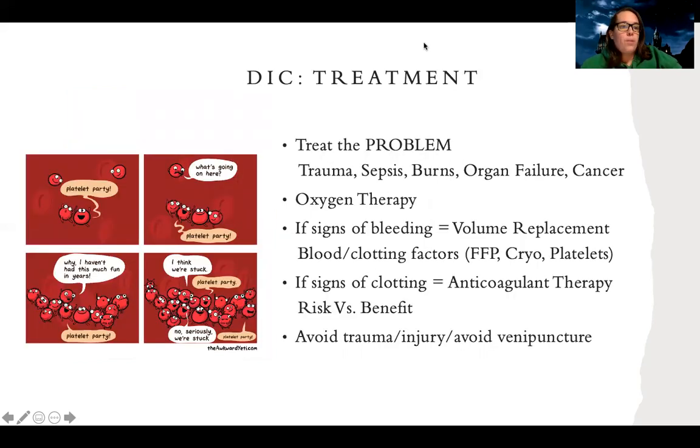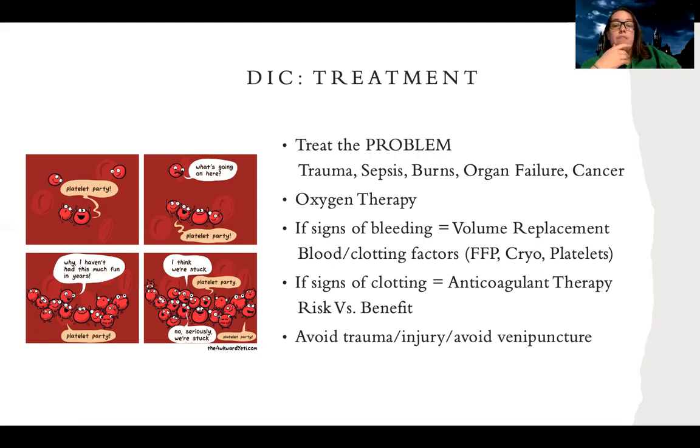Well, we treat the problem again, because with DIC in itself, I can put band-aids on the problem of too much clotting and too much bleeding. But at the end of the day, if there's something that's causing this process to happen, I need to get to the bottom of that. So trauma, sepsis, burns, organ failure, cancer, whatever it is, I need to treat that problem, give them lots of oxygen and support them. And especially if they're having a pulmonary embolism, things like that.